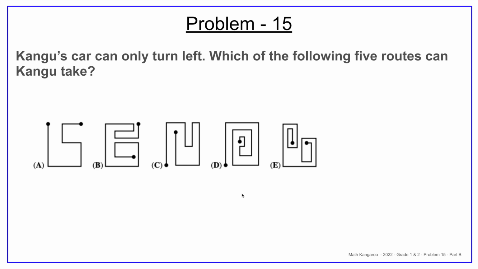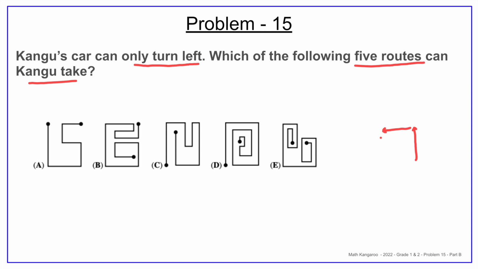Now let's move on to problem 15. Kangu's car can only turn left. Which of the following 5 routes can Kangu take? These are our options. Now let's figure out Kangu's left turns. So if Kangu starts from this point and turns left, he will face this direction.